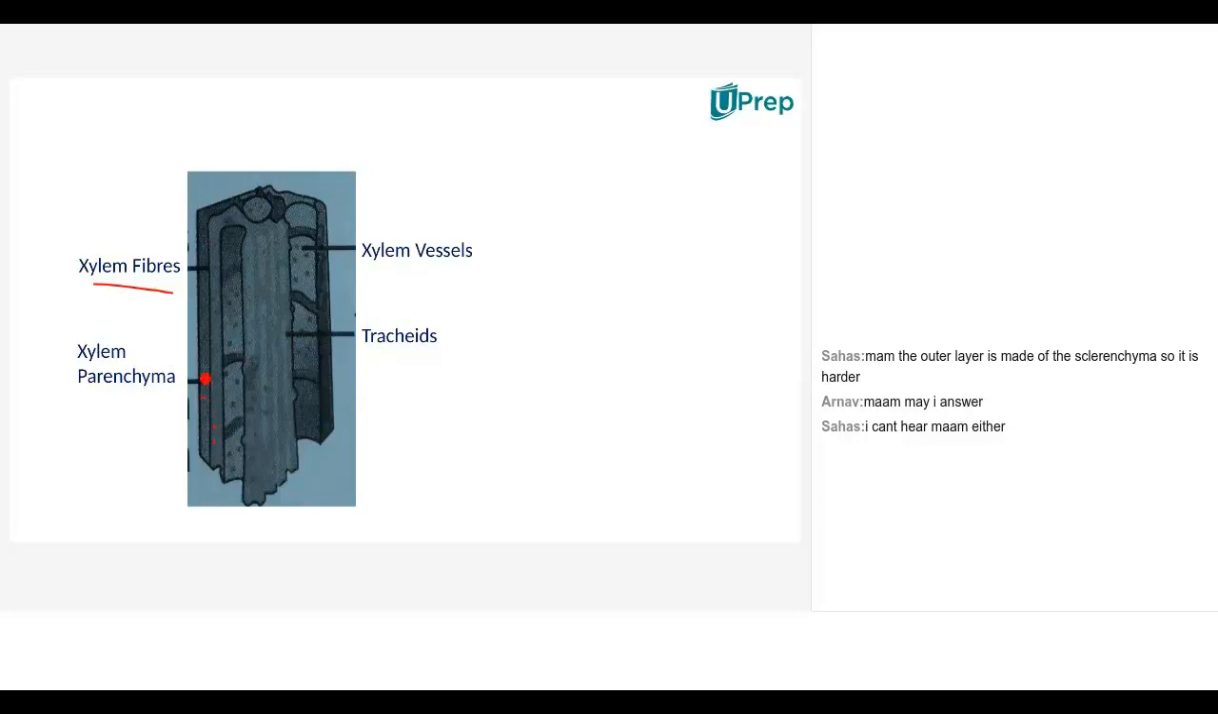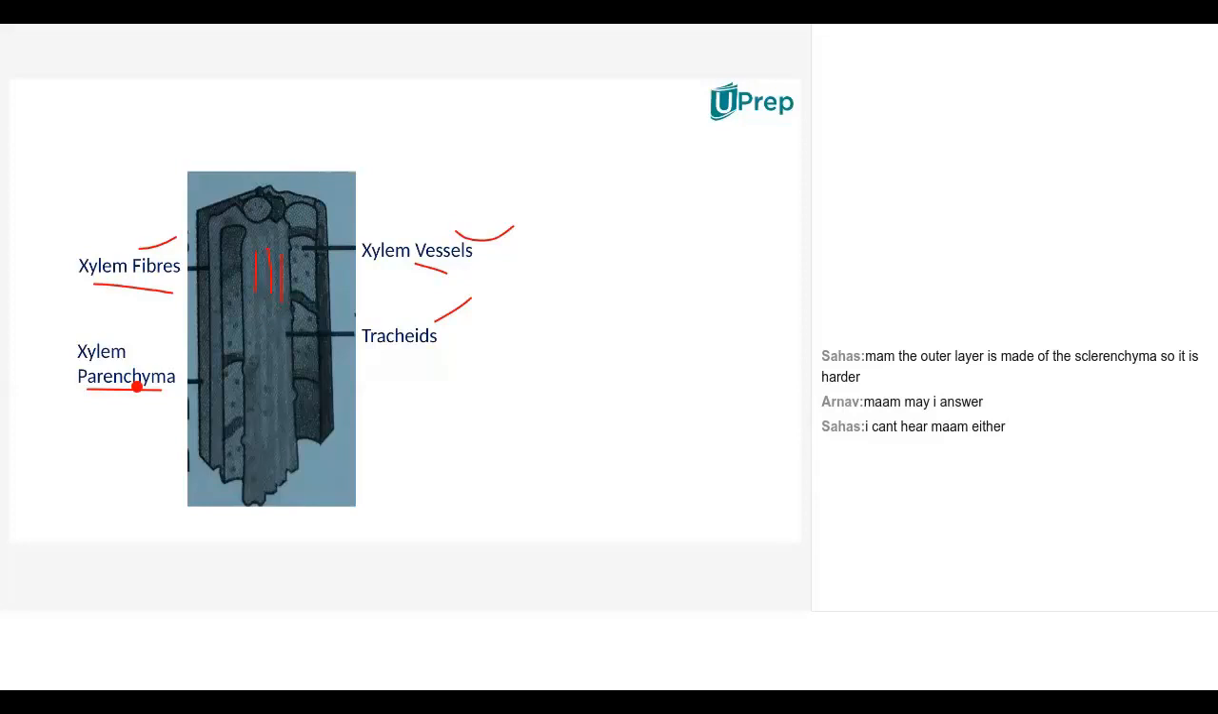Then you have parenchyma cells as a layer outside of the xylem tissue. The outer layer is xylem parenchyma. Parenchyma always stands for what? It's a fundamental ground tissue which helps in storage of food. Here you find xylem tracheids, each line is a tracheid, and you have xylem vessels and xylem fibers. All three are dead cells. Tracheids are dead cells, vessels are dead cells, and even fibers are dead cells. But the only living cell is xylem parenchyma.